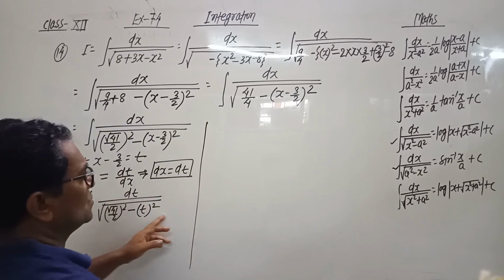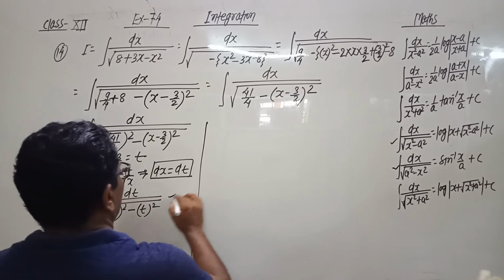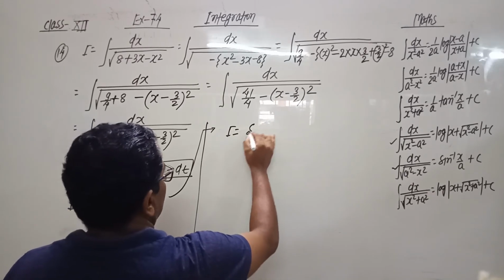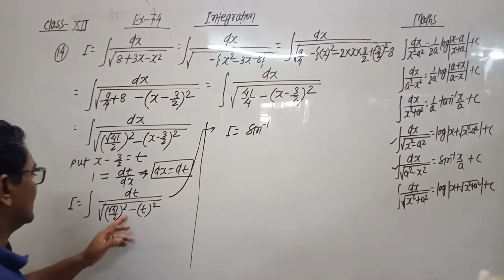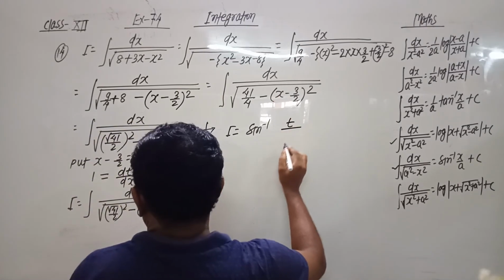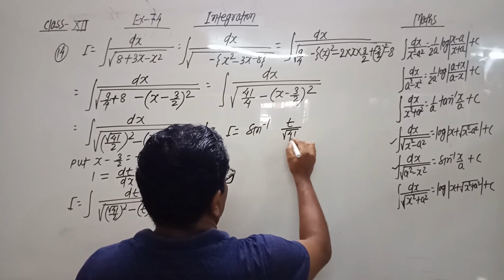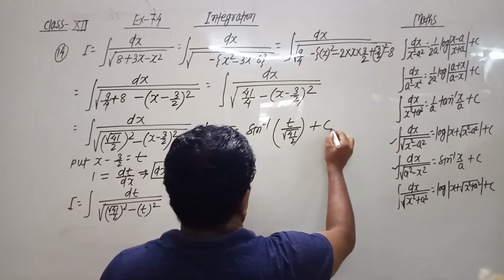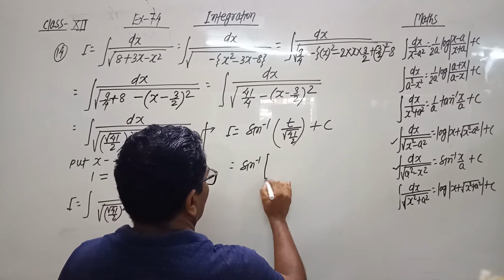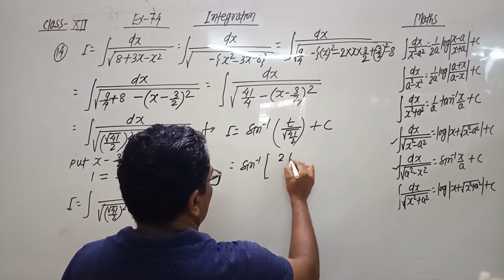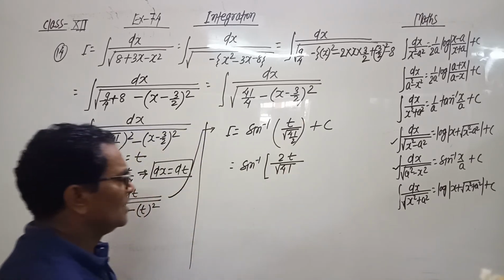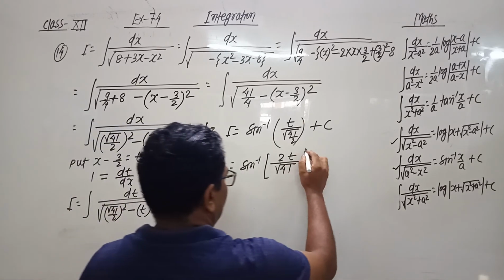So this is the form dx upon under root of a square minus x square, which can be written as I equals sine inverse of x by a. The value of x is t and the value of a is root 41 by 2, plus c. So this becomes sine inverse, and this 2 goes to the numerator place, 2t by root 41, plus c.